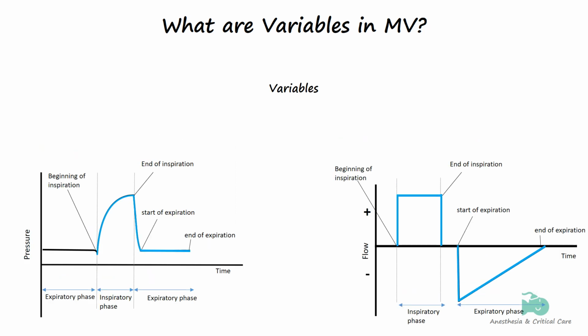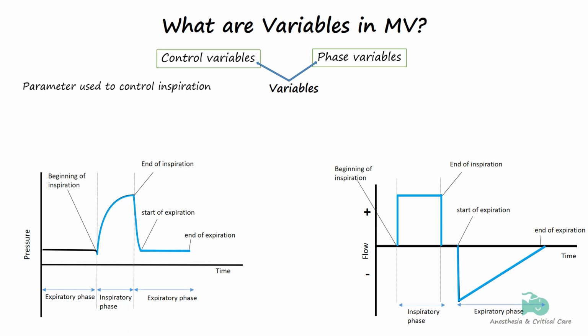Now let's get back to the variables. There are two kinds of variables, control variables and phase variables. The control variable is the parameter which the ventilator uses as the feedback signal for controlling inspiration. Pressure, flow and volume are all possible control variables, but conventionally only pressure and volume are used.